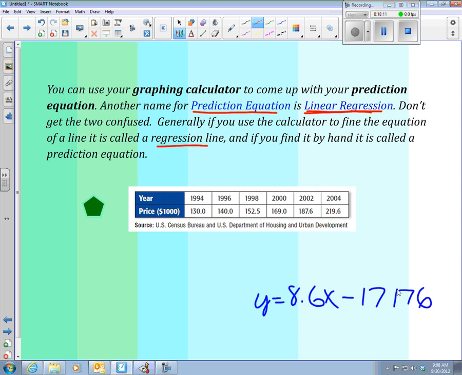The deal is, if you plugged in that same year, you'd probably get pretty close to the same thing. The slope is positive. That's the main thing. You can see the y-intercept is negative. Those are two things I check to make sure are right. And the slope's 8.6. It's really close to what I had. So you can use your graphing calculator to find your prediction equations. They're called linear regressions. And that's it. We'll see you tomorrow. We'll work on this a little bit more.